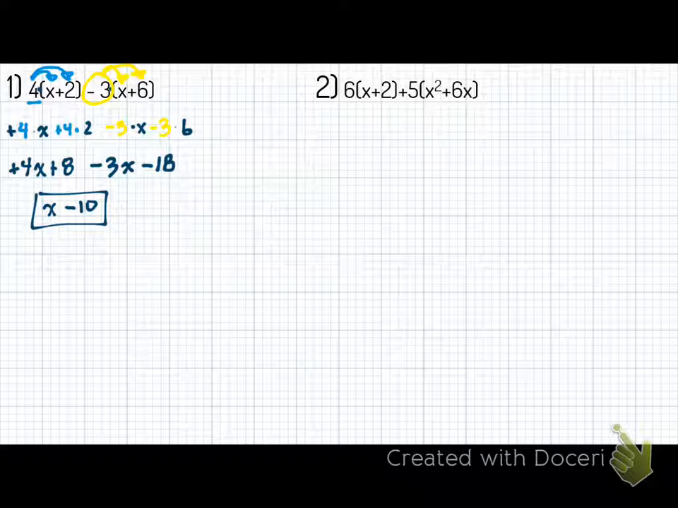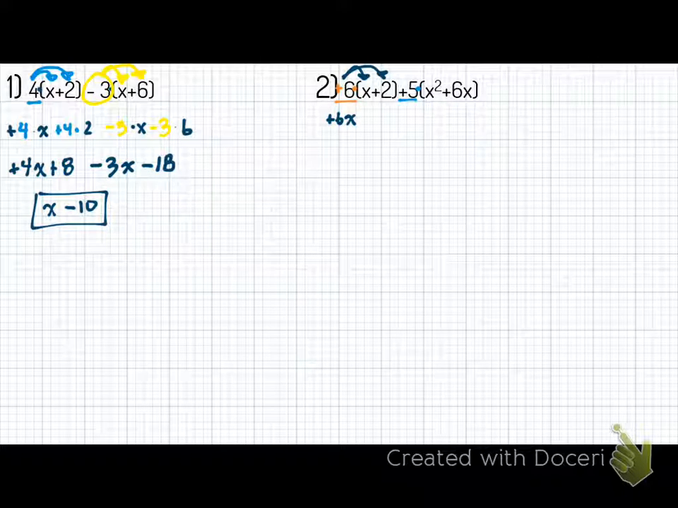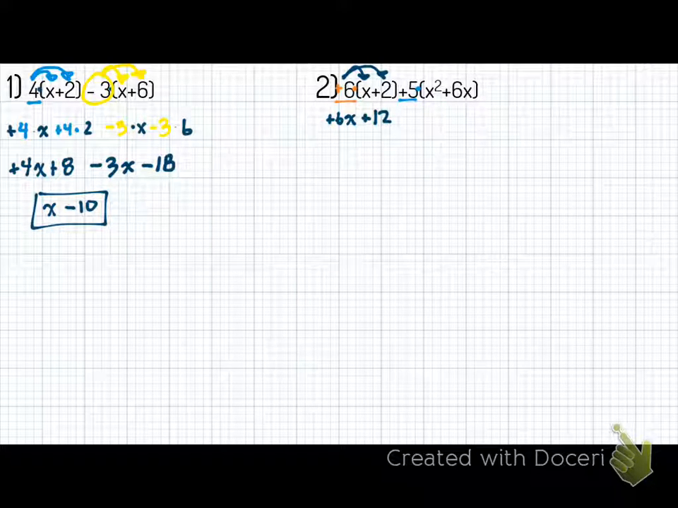Okay? Number 2. Eyes up here. We got positive 6, you see? And it's being multiplied. And then we also have positive 5. That's being multiplied. So let's start with the positive 6. Positive 6 times x is positive 6x. And I'm writing down the positive sign. And I got positive 6 times positive 2 is positive 12. Then I keep moving on.